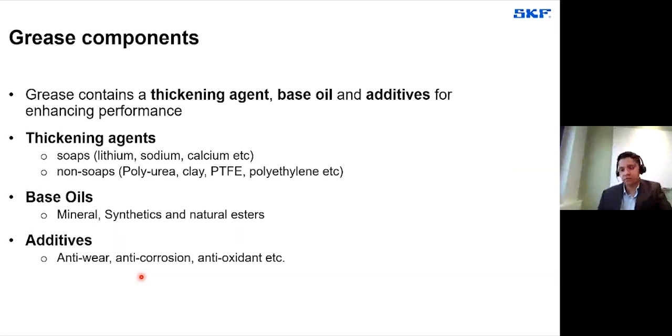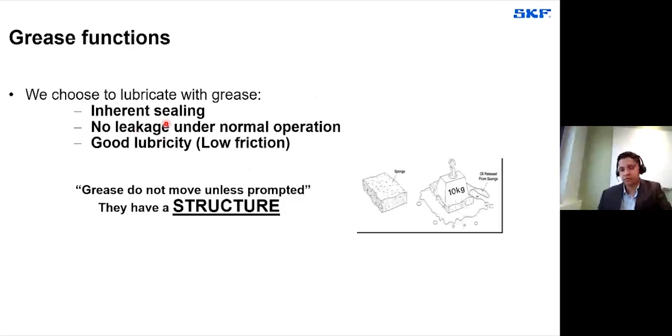As a function, I already said that grease also contains oil. So there should be some reasons why we should lubricate with grease rather than just with oil. Definitely grease has better advantages, at least in a few things. For example, one is inherent sealing. Grease provides an inherent seal such that it can avoid the entry of contaminants like dirt particles or water into the contacts. And second, under normal operating conditions, grease never leaks.